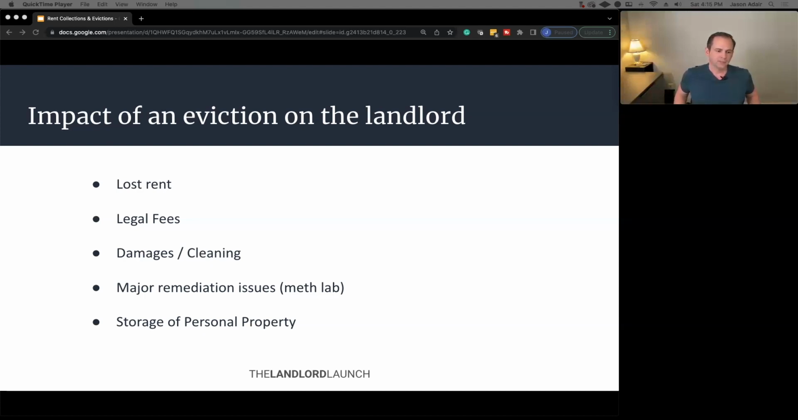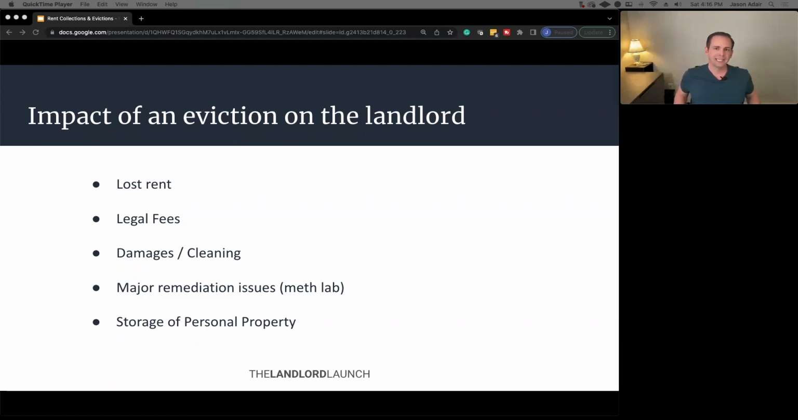Other things, legal fees, cost us money, cost the eviction attorney fees. Depending on what your court system is like, depending on how long this drags on, depending on how you have to serve notices, all that stuff, there's more than just legal fees. There's other fees in there.